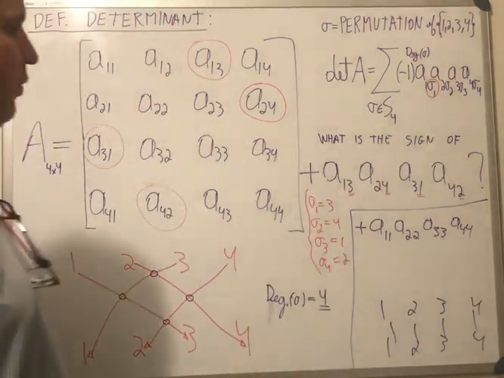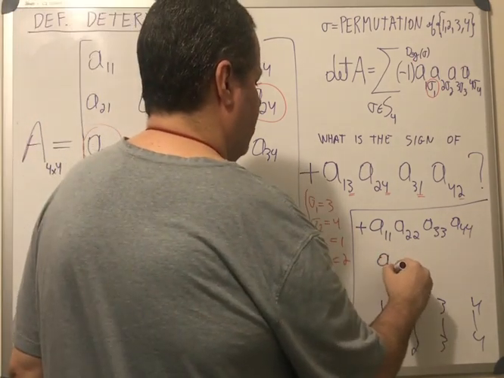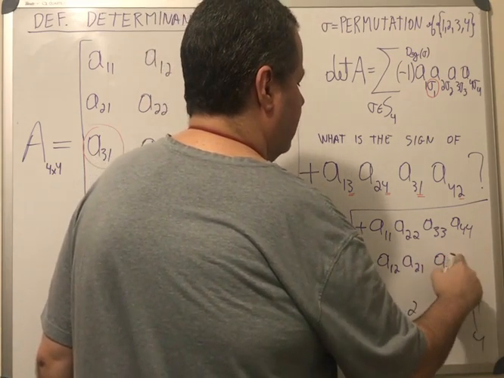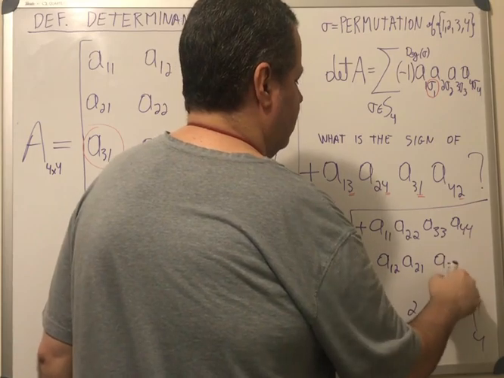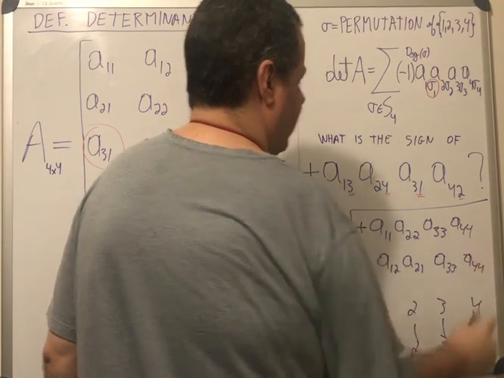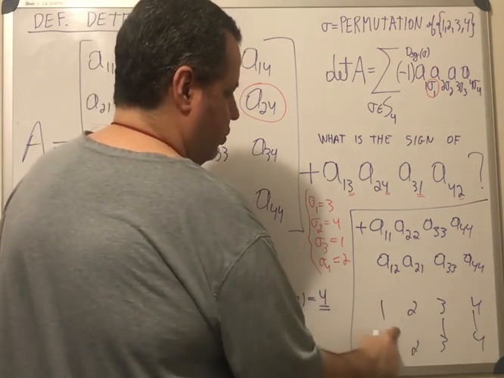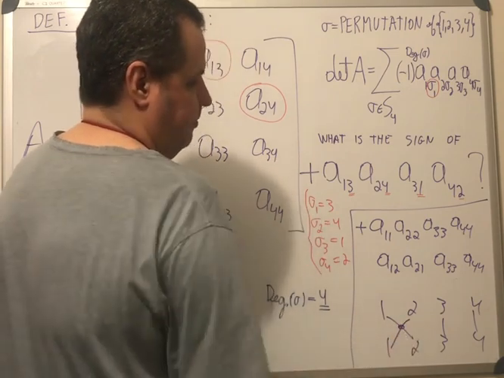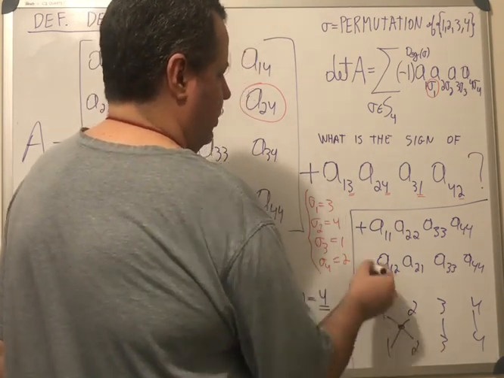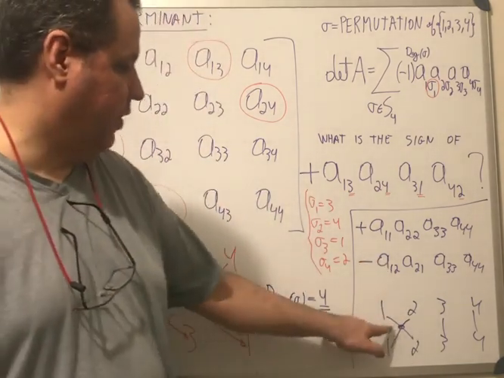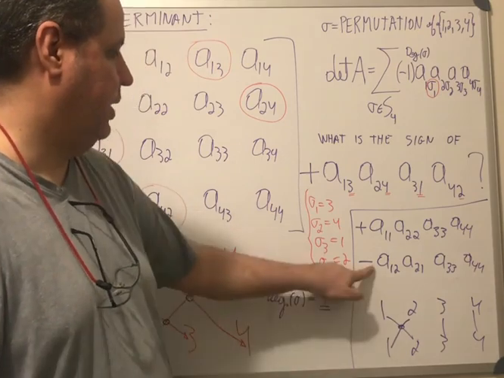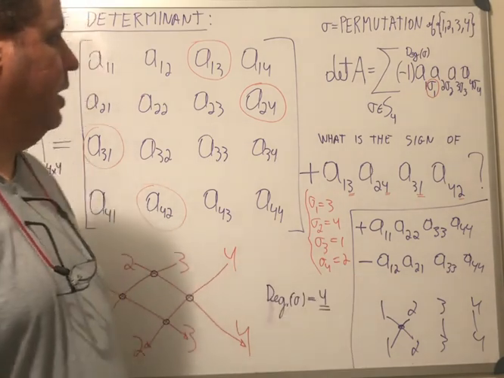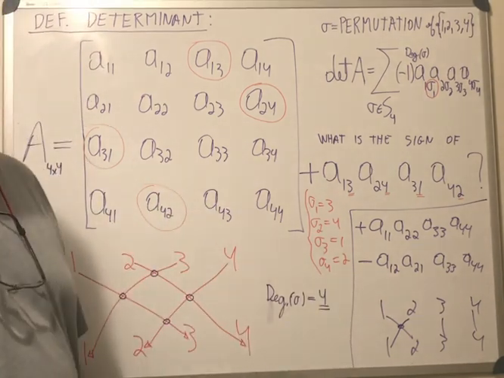While if I had A12, A21, A33, and A44, the 1 would go into 2, the 2 would go into 1. We have a single crossing, right? Just one, so it's negative here. Because I have an odd number of crossings, I have a negative sign in front of this term. And off you go, you can calculate all the other ones.